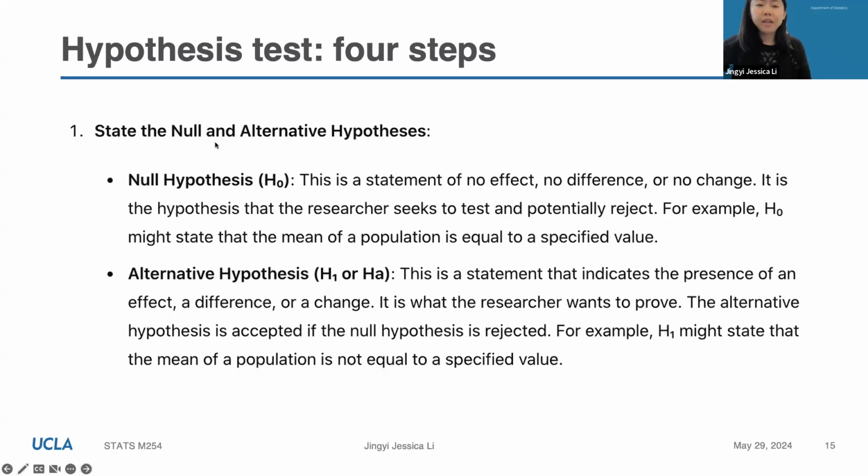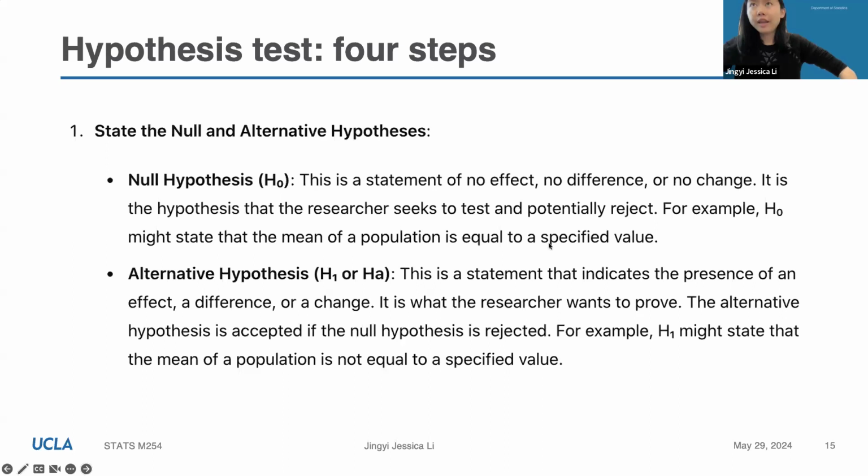So the first step is to list our null and alternative hypothesis. The null hypothesis is a statement of no effect, no difference, or no change. It is the hypothesis that a researcher seeks to test and potentially reject. Typically, it's the thing that we treat as the status quo or the default, and we want to use our data to tell us whether we have strong enough evidence to go away from this default and reject it. For example, H0 might state that the mean of a population is equal to a specified value.